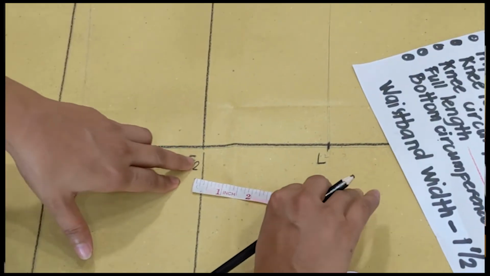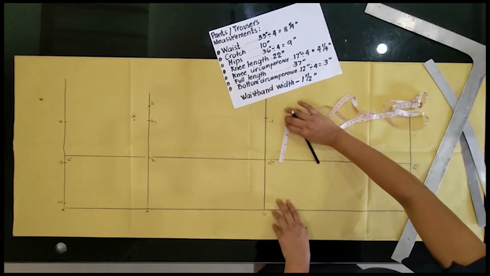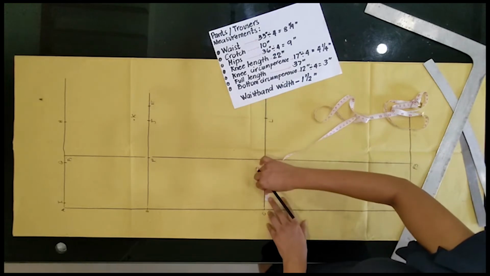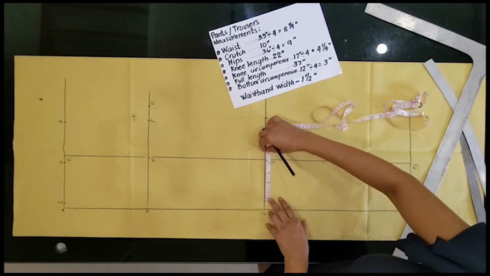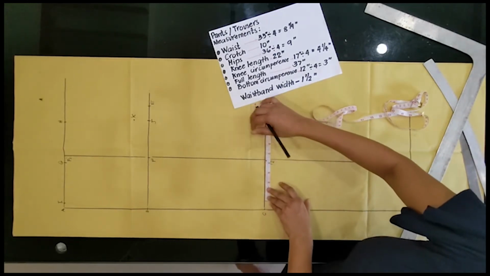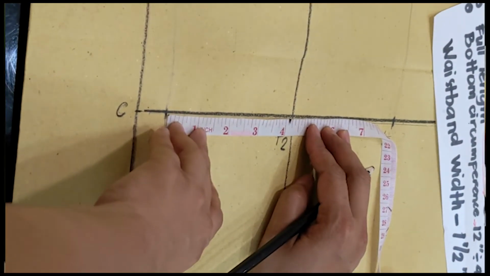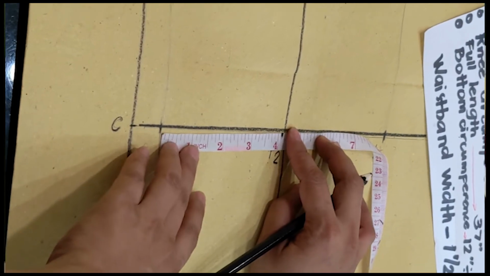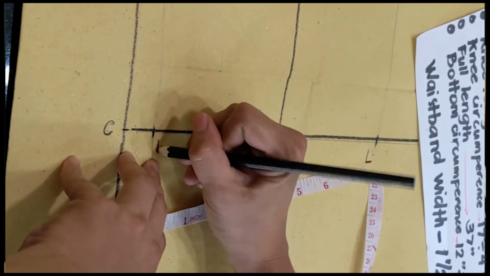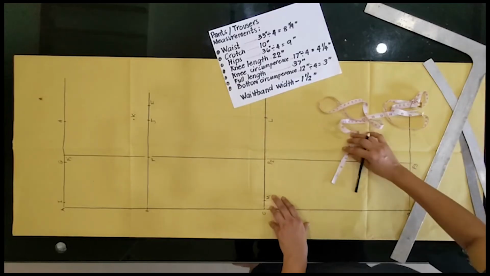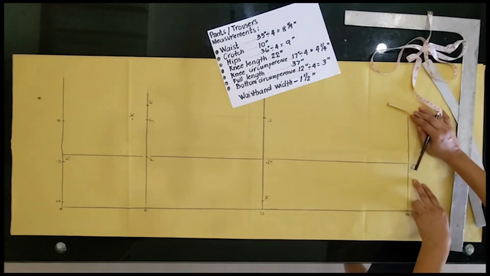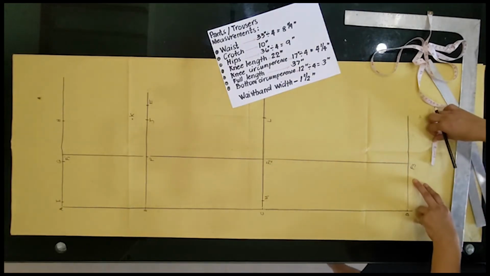Next, from F2 to M is the same measurement as F2 to L. This is 4 and 1/4. This is also 1/4 of knee circumference, and this would be letter M. Okay, we have to move here to the bottom part.